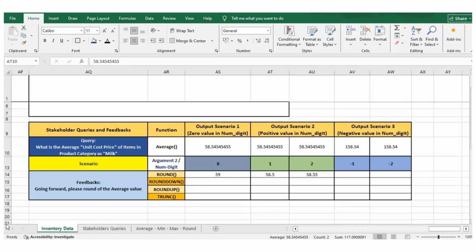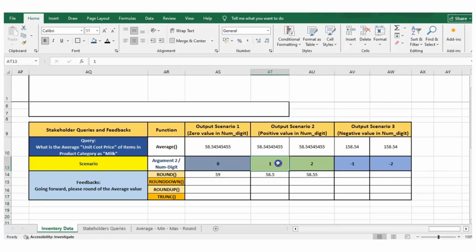The argument 1, which is the average which we derived in our earlier session, remains the same for both the examples. Argument 2, which is the num digit, is assigned different values for both the examples. In example 1, the num digit is assigned a value of 1. In example 2, the num digit is assigned a value of 2. Now, what is the significance of the value assigned to argument 2 or num digit in scenario 2?